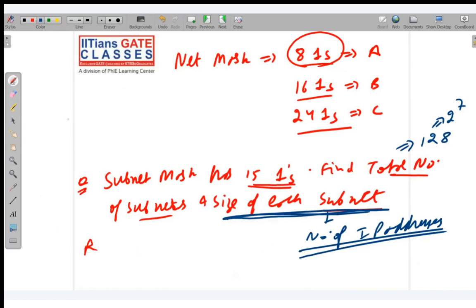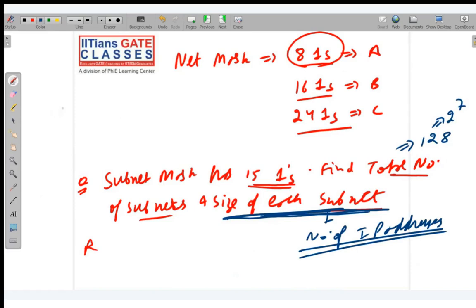Any idea? So if it is 128, that will be 128.0.0, it will be class A. So in that case, no, I'm just saying, we have to find the size, number of IP addresses. Okay, so let me tell you that. Let me simplify things.